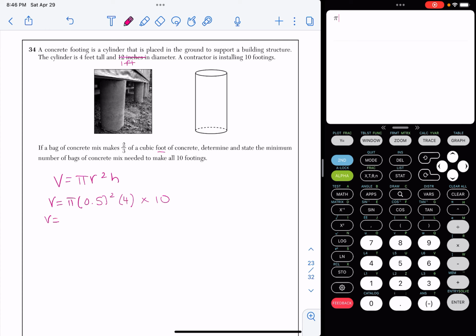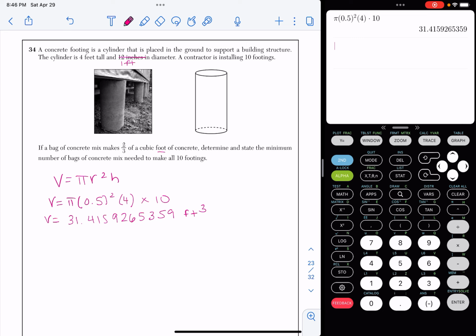So I'm going to put this in my calculator. Pi times 0.5 squared times 4 and then times 10. So the volume of all 10 footings is 31.4159265359 cubic feet. It says if a bag of concrete mix makes 2/3 of a cubic foot of concrete, determine and state the number of bags of concrete needed to make all 10 footings.